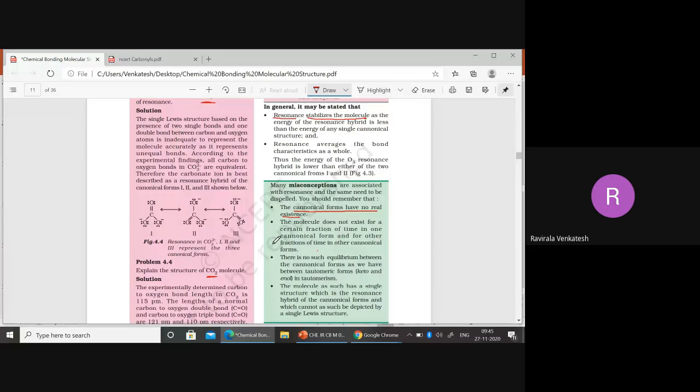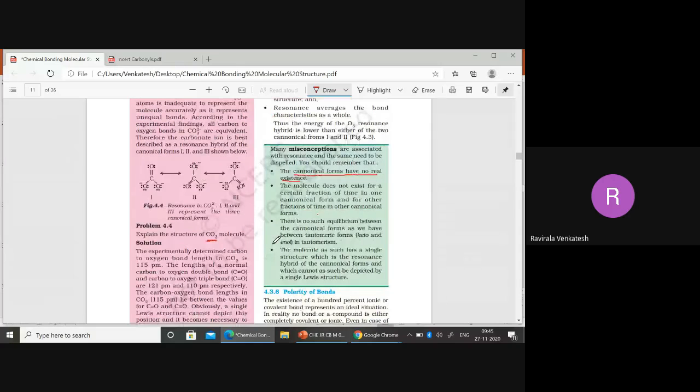hypothetical phenomena, assumptions actually. They cannot be isolated. You cannot derive that one from the reaction. It's impossible to isolate them. They are highly hypothetical structures; they could not exist, isn't it? The molecule does not exist for a certain fraction of time in one canonical form and for another fraction of time in other canonical forms.